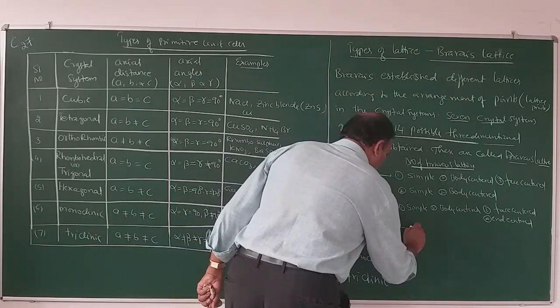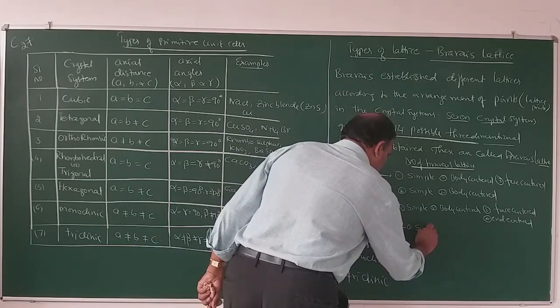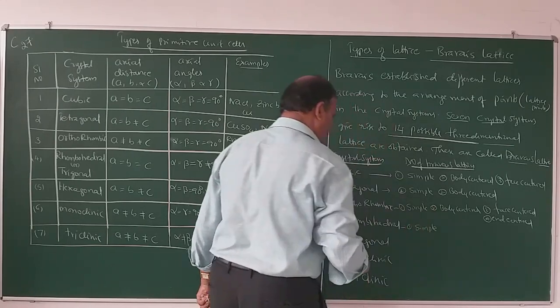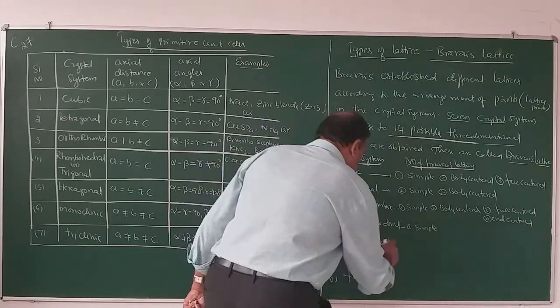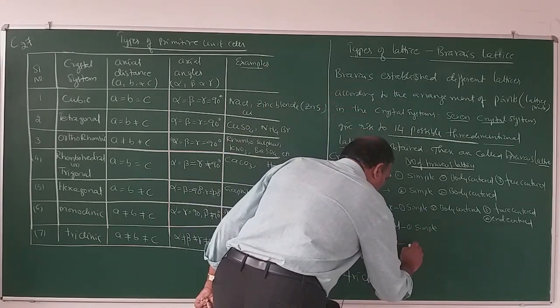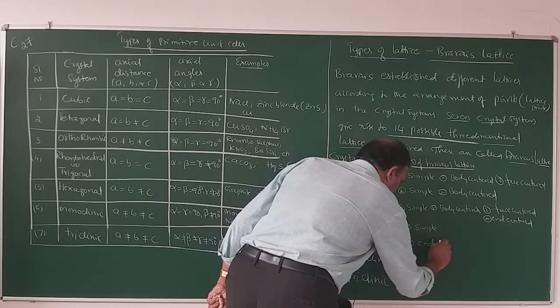Rhombohedral, there are two. Number one, simple, and there is only one simple. Number two, end centered.